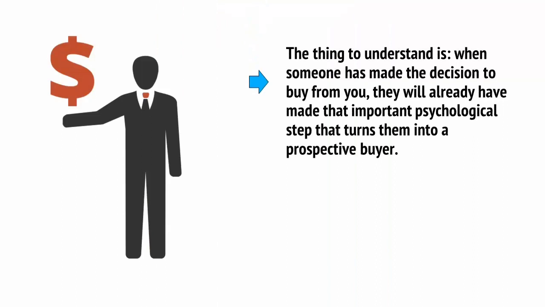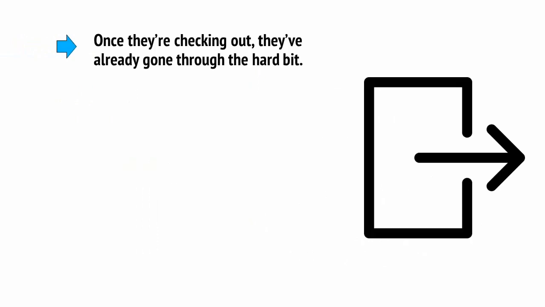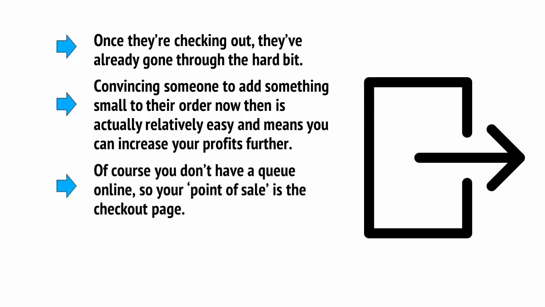The thing to understand is that when someone has made the decision to buy from you, they will already have made that important psychological step that turns them into a prospective buyer. Prior to this point, they're still umming and ahhing about whether they want to bother setting up an account or whether they want the guilt of spending money. Once they've checked out, they've already gone through the hard bit. Convincing someone to add something small to their order now is actually relatively easy and means you can increase your profits further. Of course, you don't have a queue online, so your point of sale is the checkout page.